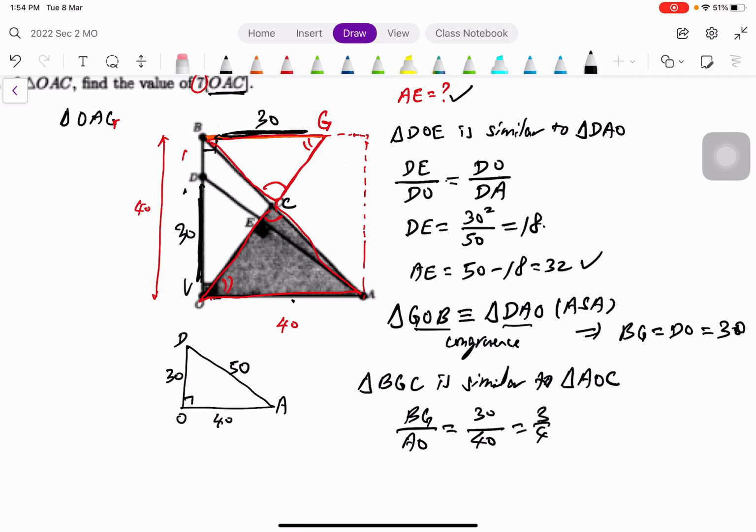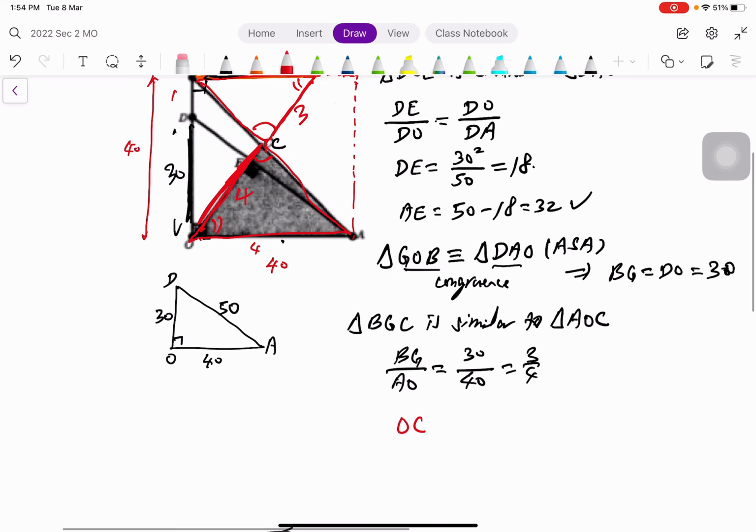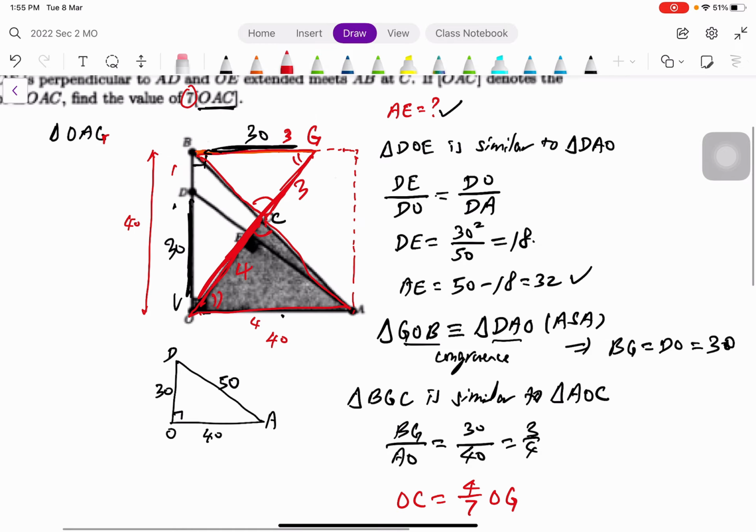3:4. I just want you to realize that this is three portion, and this is four portion, right? Therefore, this part here is 4 portion, and this part here is 3 portion. Therefore, I can say that OC is actually 4 over 7 of OG. And we know that OG is the same as DA, congruent triangle.